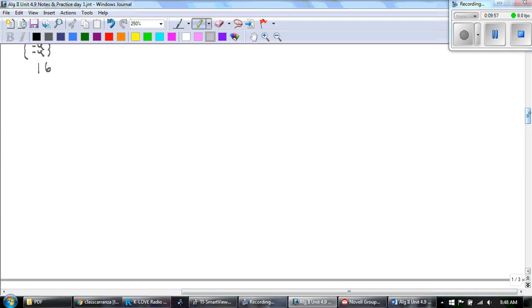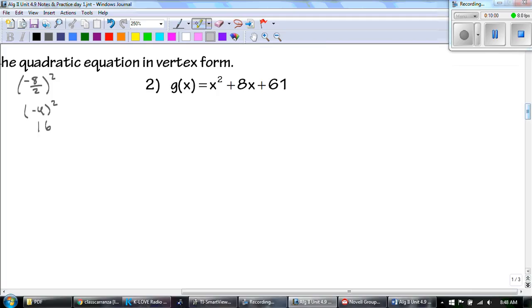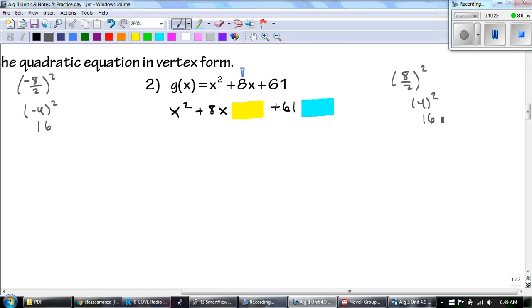Okay? So step 1, x squared plus 8x. I do a space before, plus 61, and then we've got this space after. I'm going to take the 8 because that's my b. So I have 8 divided by 2 squared. 8 divided by 2 is 4. 4 squared is 16. So we have plus 16 and minus 16.